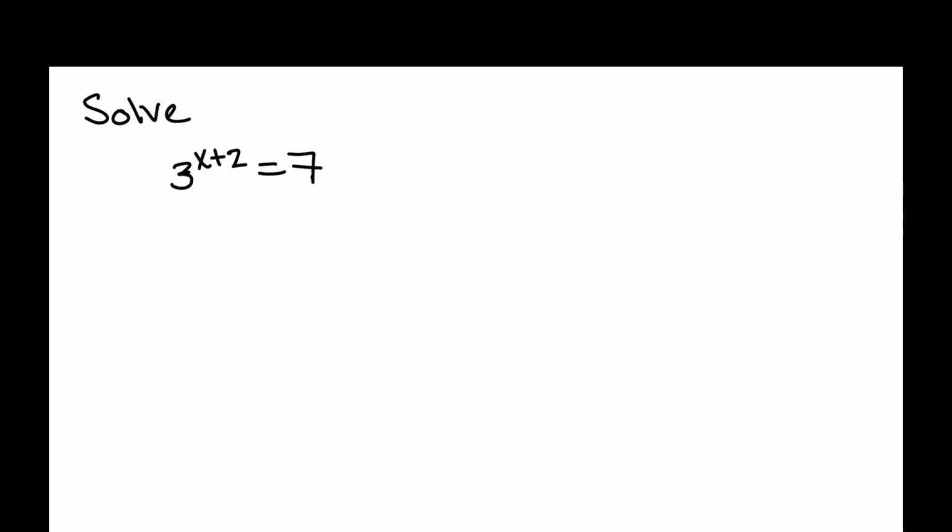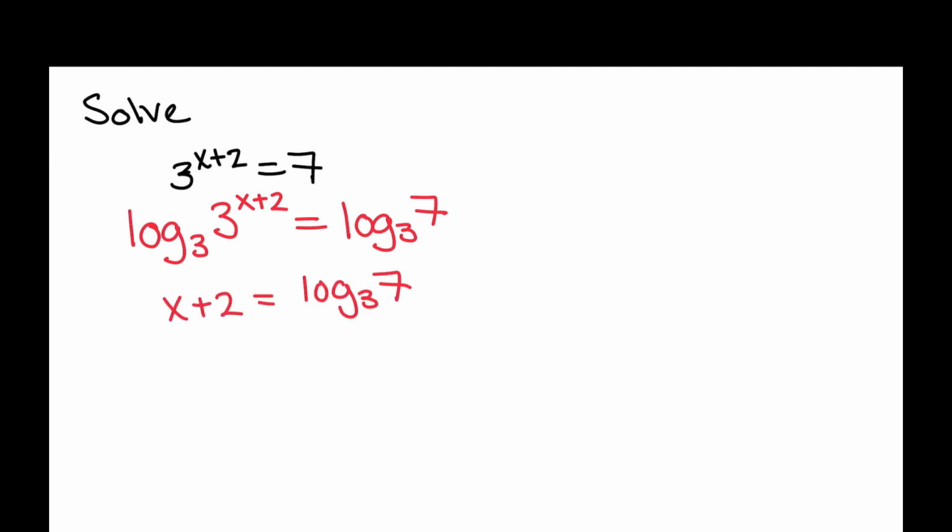Here's another one. Let's use the same method. We have an exponential by itself, 3 to the x plus 2 equals 7. To get rid of the exponential, it's 3 to a power, so I'm going to take log base 3 of both sides. Log base 3 of 3 to the x plus 2 equals log base 3 of 7. The left-hand side can be simplified down to x plus 2. Same reasoning as before, log base 3 and 3 to a power are inverse functions, so I'm just left with x plus 2 equals log base 3 of 7.